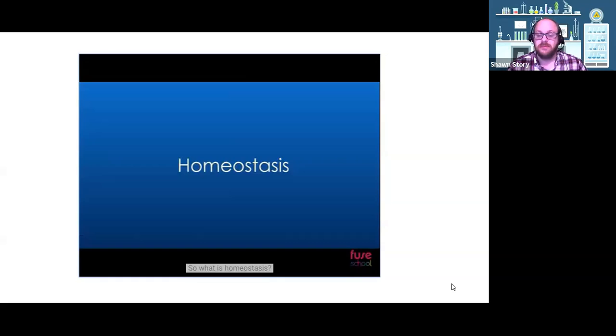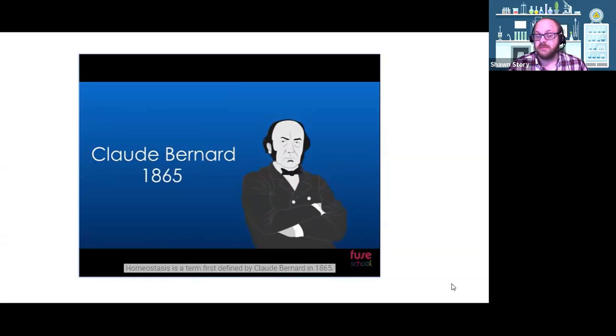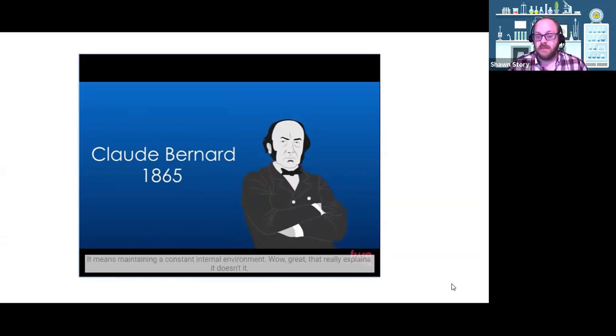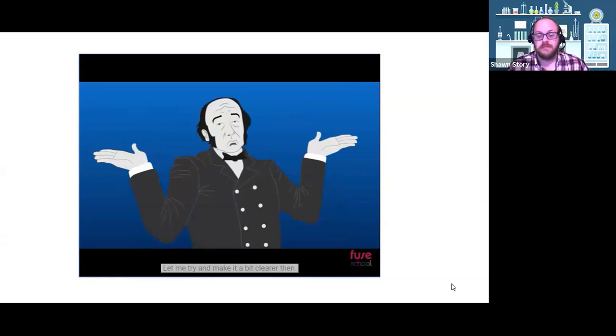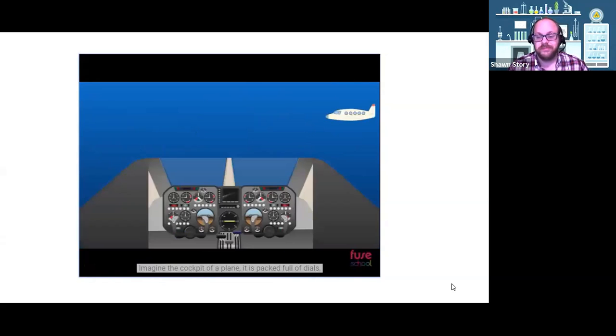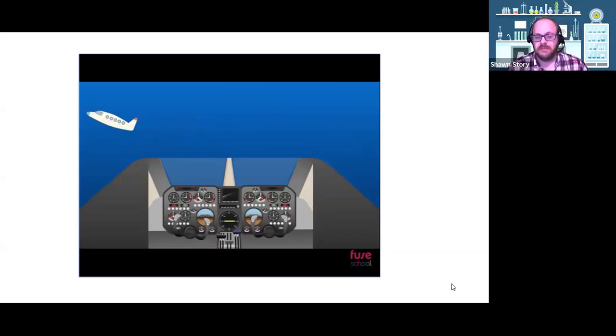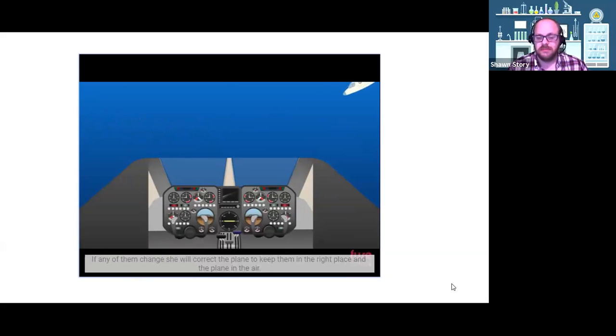So what is homeostasis? Homeostasis is a term first defined by Claude Bernard in 1865. It means maintaining a constant internal environment. Wow, great. That really explains it, doesn't it? Let me try and make it a bit clearer then. Imagine the cockpit of a plane. It is packed full of dials and it is the pilot's job to make sure they all stay in the right place. If any of them change, he will correct the plane to keep them in the right place and the plane in the air.